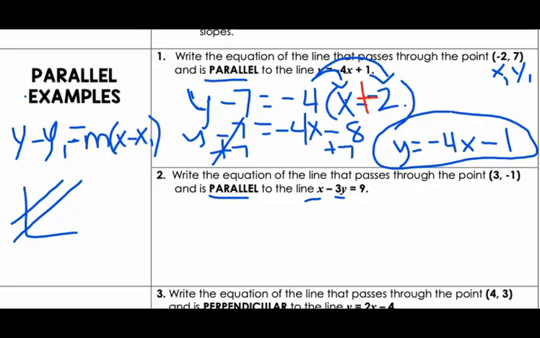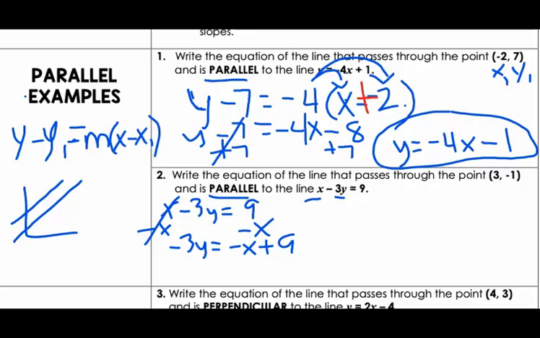I'll try to write small here. So x minus 3y equals 9. We're going to minus the x here, right? Minus the x. Negative 3y equals negative x plus 9. Then we have to get rid of this negative 3. Remember now, we need the y by itself.